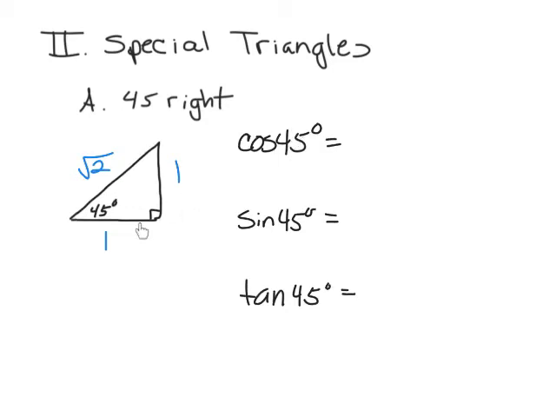Cosine of 45 is 1 over radical 2, but we don't like to leave it like that, okay, because we don't like radicals in the denominator, so we typically know the exact value of cosine of 45 degrees as radical 2 over 2. Sine is the same way. It's going to be radical 2 over 2, and then the tangent of 45 degrees is basically 1 over 1, so the tangent of 45 is 1.